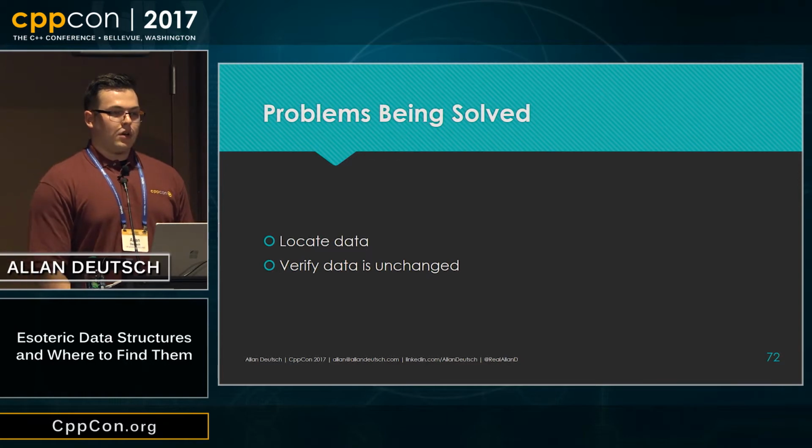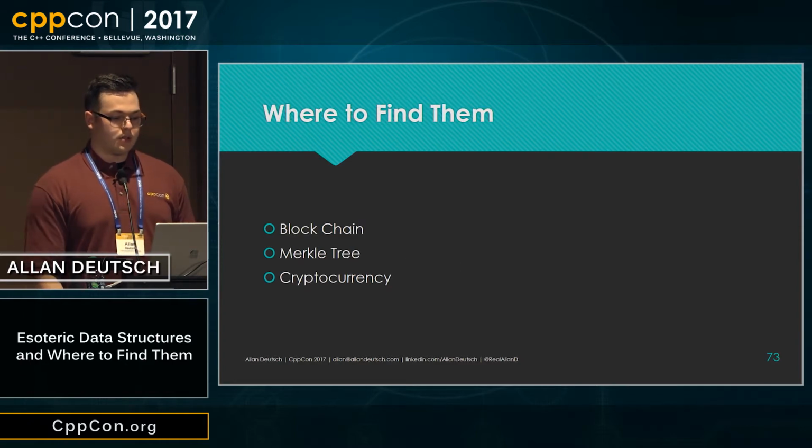The problem being solved by a hash pointer is that you need to locate your data and you want to verify that it hasn't been changed since you got your pointer to it. So this is a really useful tool, and it's found in a few places, mainly in blockchain and Merkle trees, which are the 2 data structures that are derived from it. Both of those are common in cryptocurrency, which has become quite popular these days.